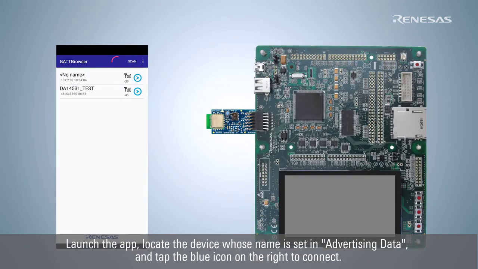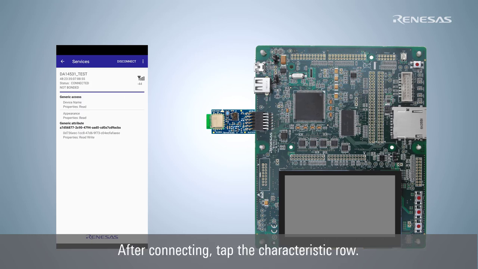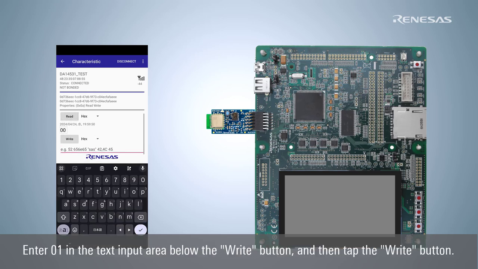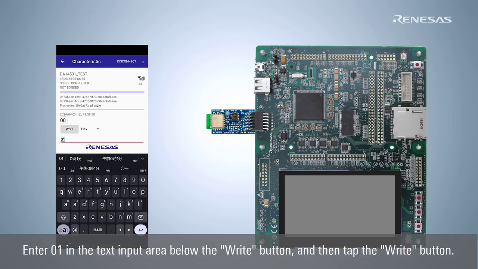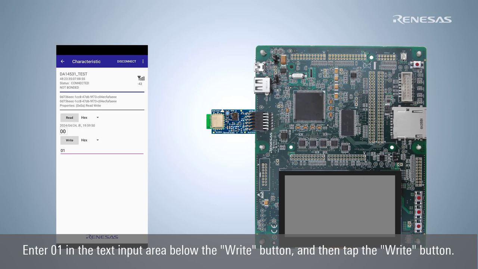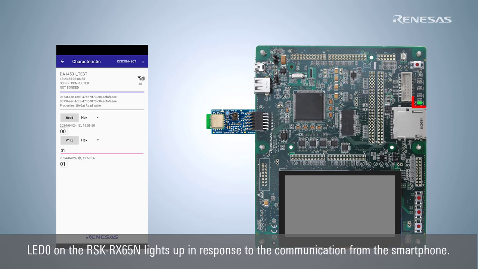Launch the app, locate the device whose name is set in Advertising Data, and tap the blue icon on the right to connect. After connecting, tap the characteristic row. Enter 01 in the text input area below the right button, and then tap the right button. LED 0 on the RSK RX65N lights up in response to the communication from the smartphone.